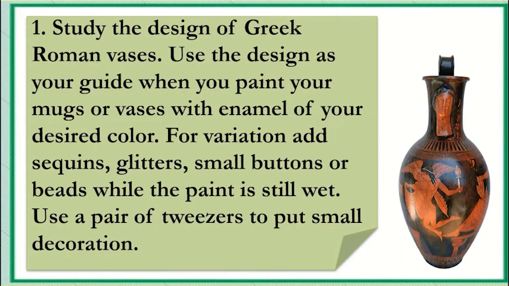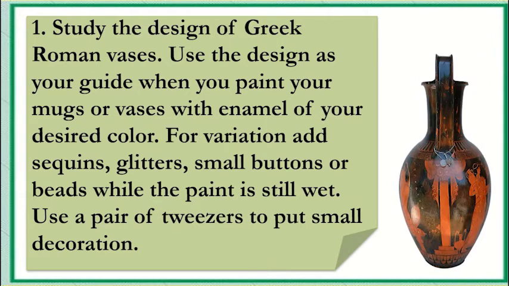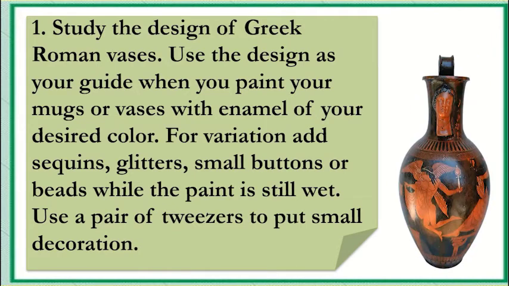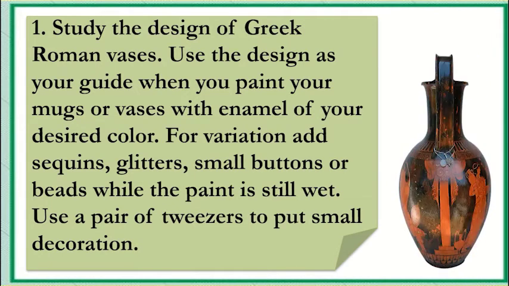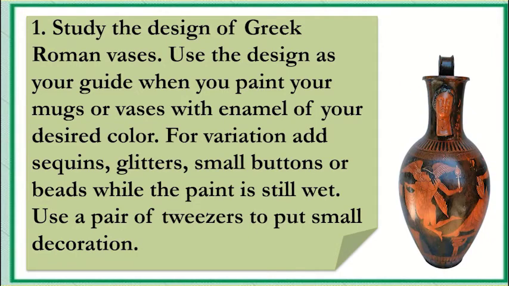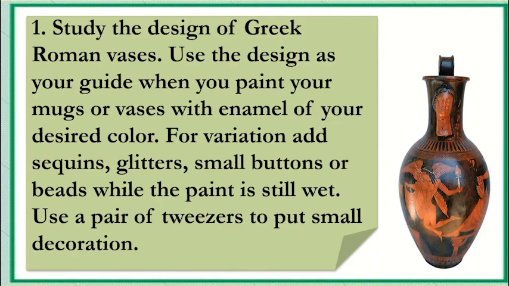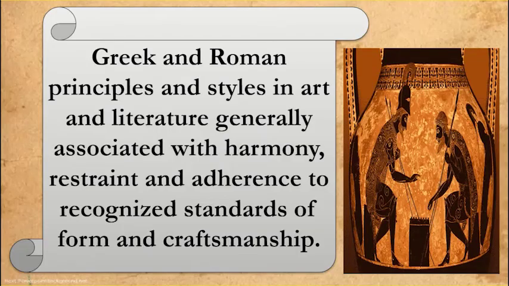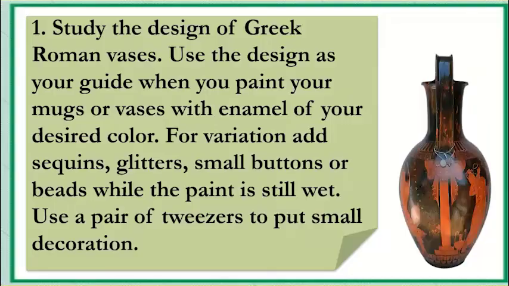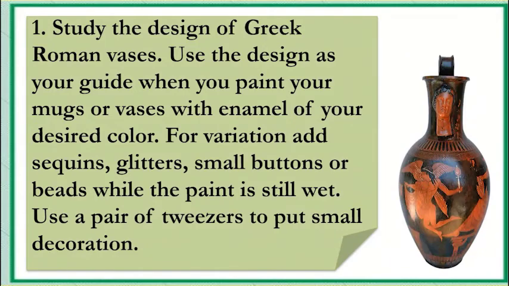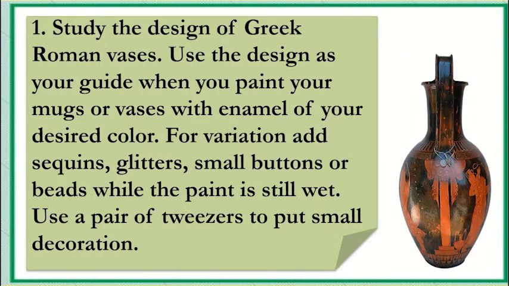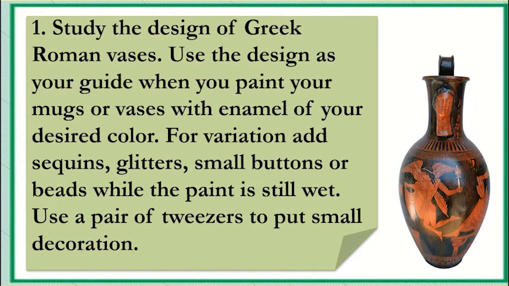Here's how you are going to do your art production. Study the design of Greek-Roman vases. Use the design as your guide when you paint your mugs or vases with enamel of your desired color. For variation, add sequins, glitters, small buttons, or beads while the paint is still wet. Use a pair of tweezers to put small decorations.